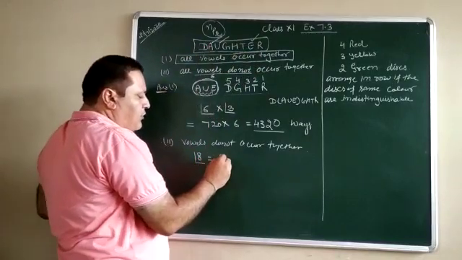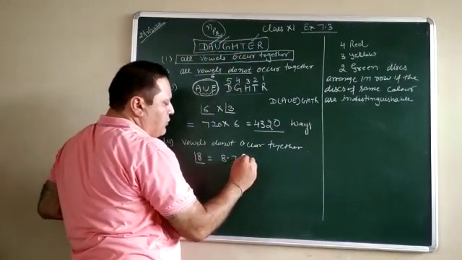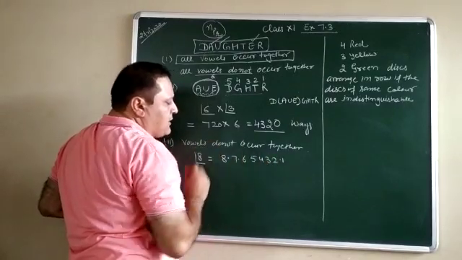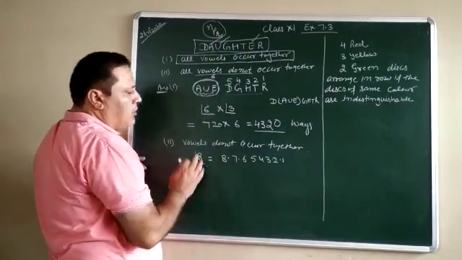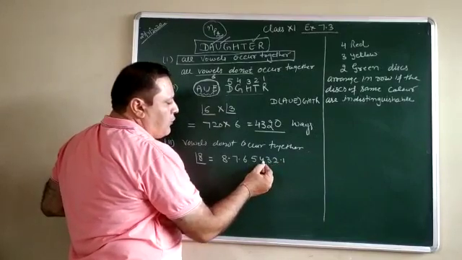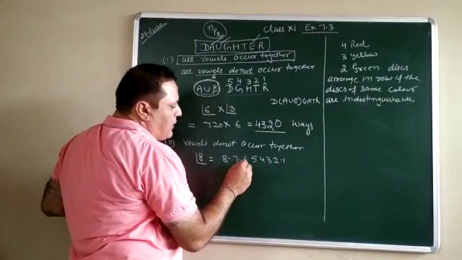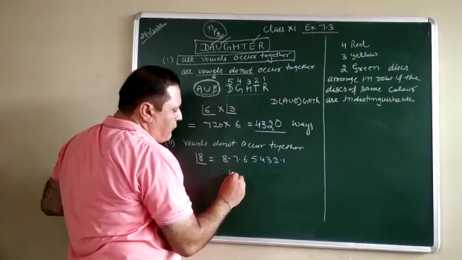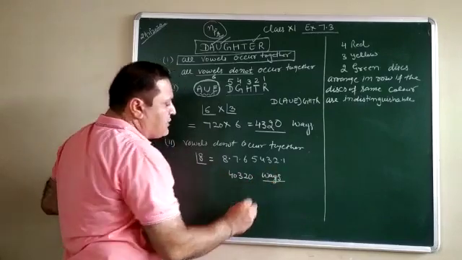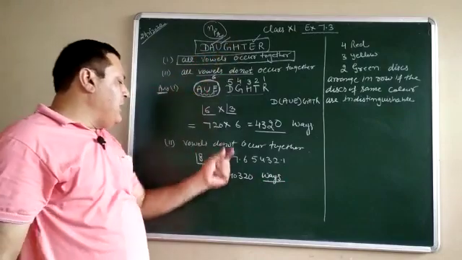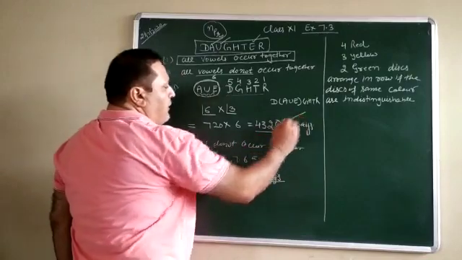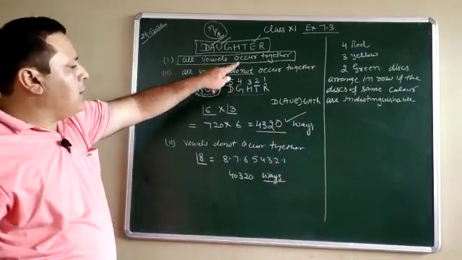Now this 8 factorial is equal to 8 into 7 into 6 into 5 into 4 into 3 into 2 into 1. This is the total number of ways by which the word daughter can be arranged. When we multiply: 2 times 3 is 6, 6 into 4 is 24, then 120, 720, 5040, and multiplied by 8, 40320 ways. These are the total ways by which the word daughter can be arranged. But there are 4320 ways by which all vowels occur together.